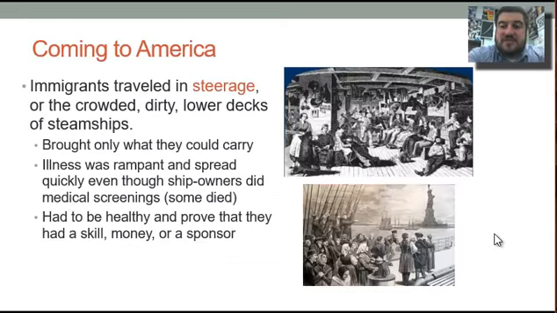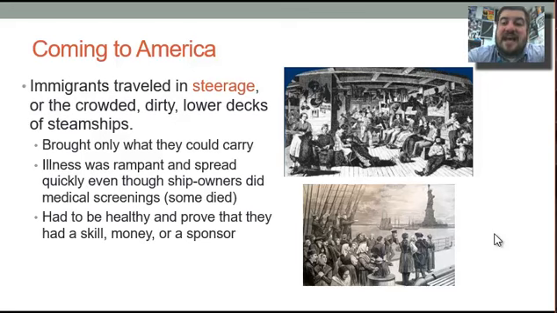So what was coming to America like? Well, immigrants traveled in steerage, or the crowded, dirty lower decks of the steamships, and there aren't any private cabins, so they're all just living in one large room together. They could only bring what they could carry, which might include a photograph or a suitcase of clothing, basically just what is extremely important to them because they have to leave everything else behind.